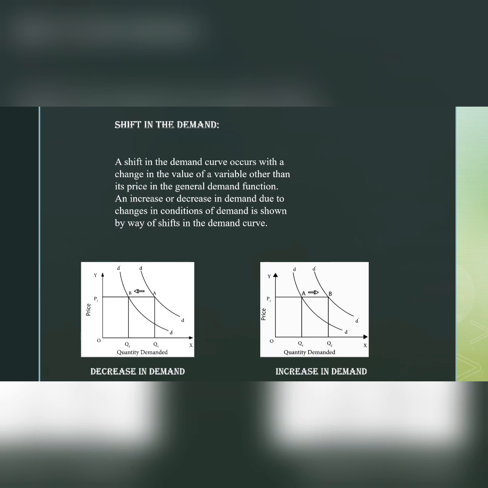And in the next diagram, we can see that the original price is OP1 and the quantity demanded is OQ1. Due to changes in other conditions, the quantity purchased has increased to OQ2. Thus, the demand curve shifts to the right, D1D1. This is called increasing demand.